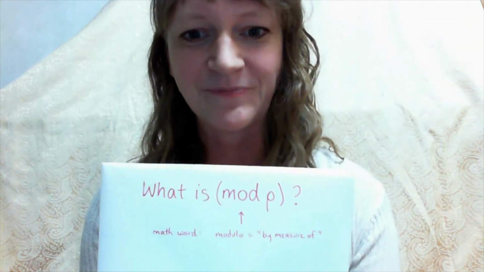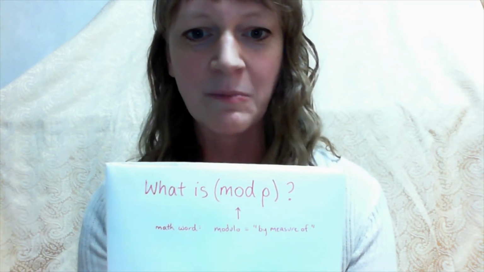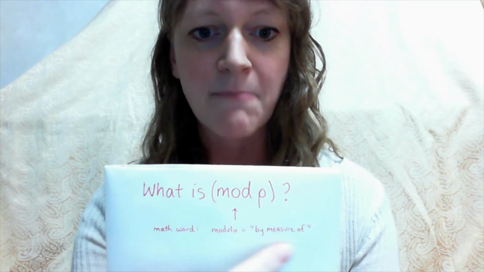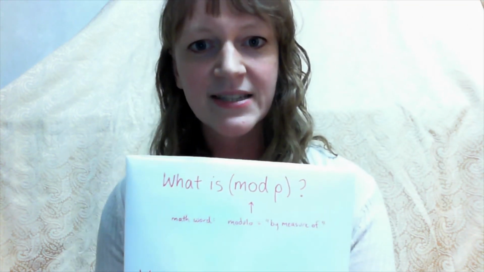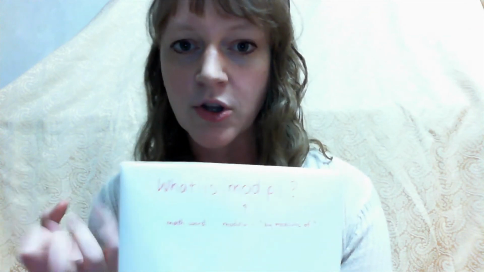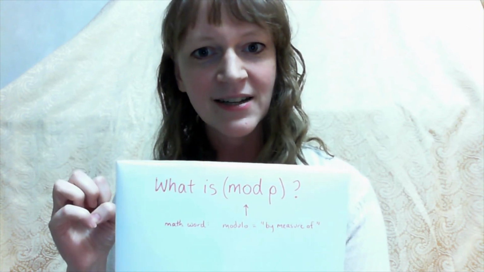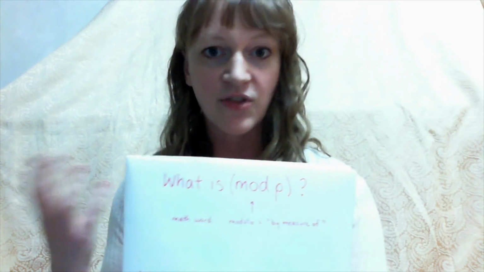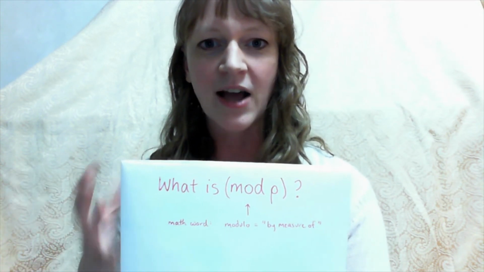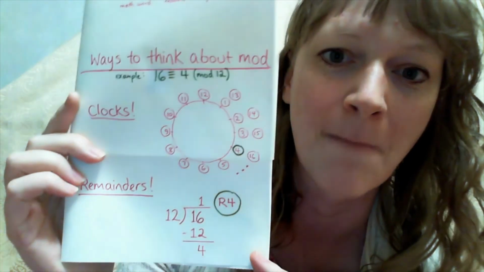Mod p. It's a mathy word, it's modulo, but we just call it mod. That means by measure of, from Latin. So this means by measure of p. This is a specific group of numbers, and you can learn more about it in group theory, such that if you divide a number by whatever you put here, so if you divide a number by, in this case, p, you get a certain possibility of remainders. Here are some possible ways that you can think about mod.